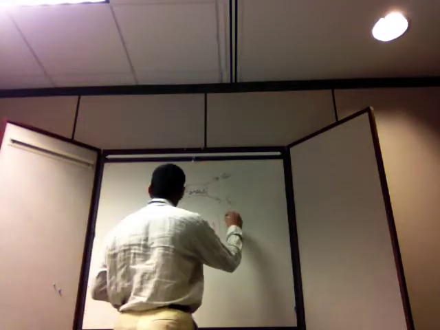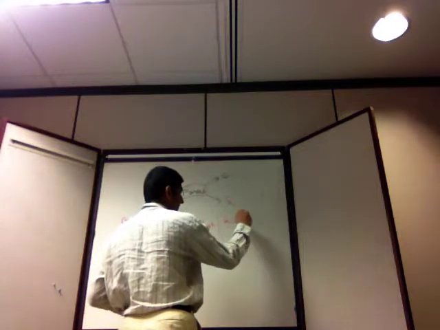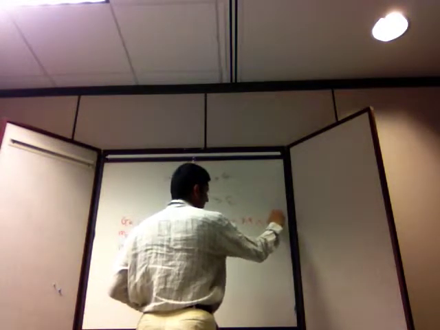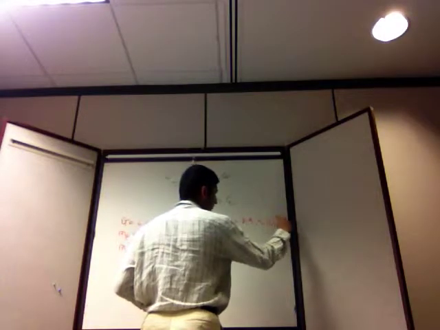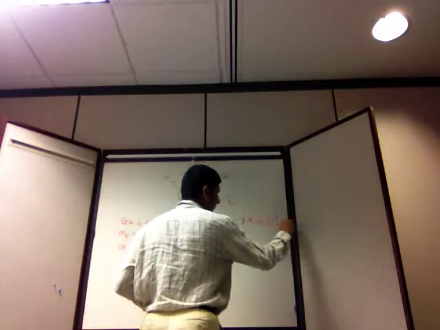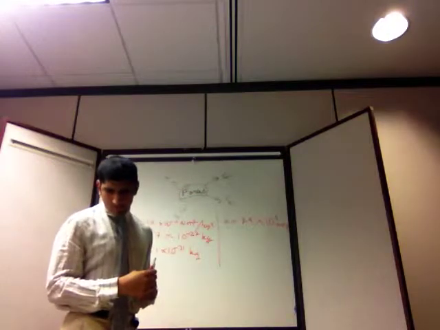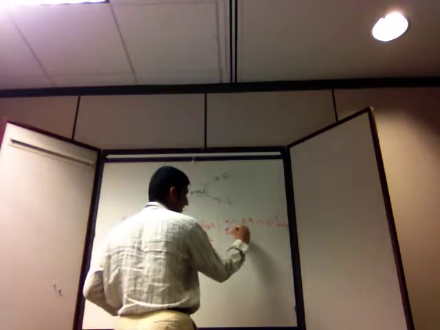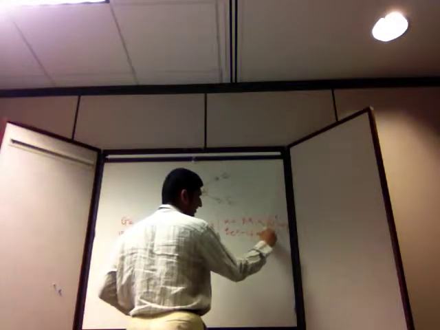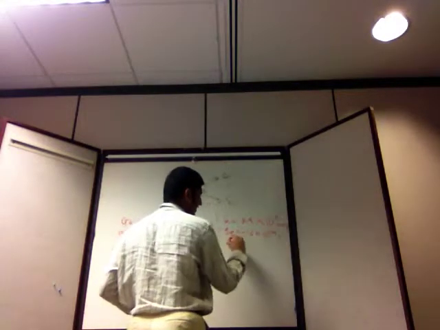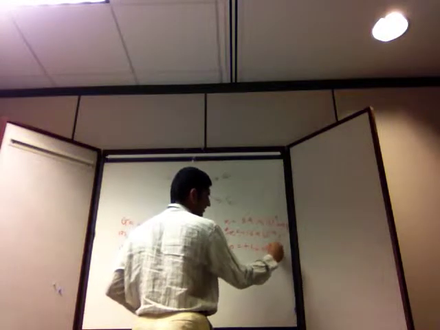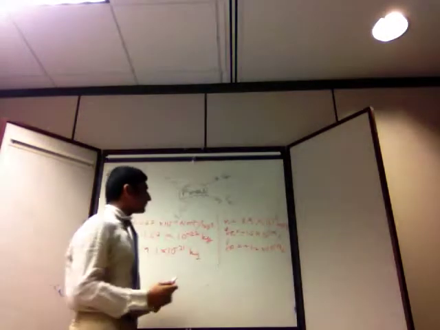Now for the electrostatic force, we know that the constant K is 8.9 into 10 to the 9 Newton meter square per coulomb square. And then we have the charge on an electron is negative 1.6 into 10 to the minus 19 coulombs, and the charge on a proton equals positive 1.6 into 10 to the minus 19 coulombs.